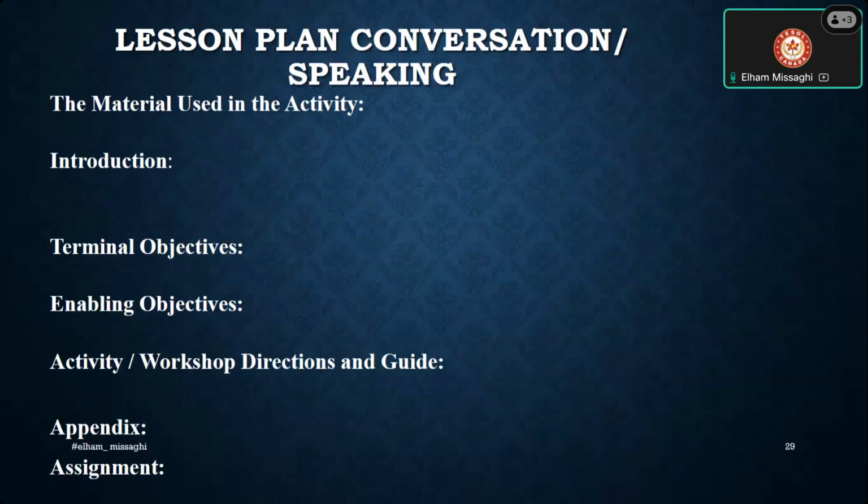You need to attach in the appendix all you need for your visual aids, all you need for the assignment. This is the text, this is the audio, this is the reading, this is the worksheet, these are the pictures, this is my PowerPoint, this is the link that I use. So everything should be attached.